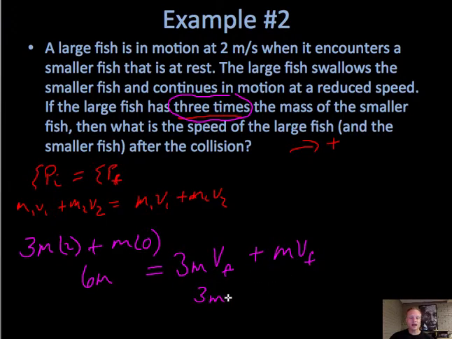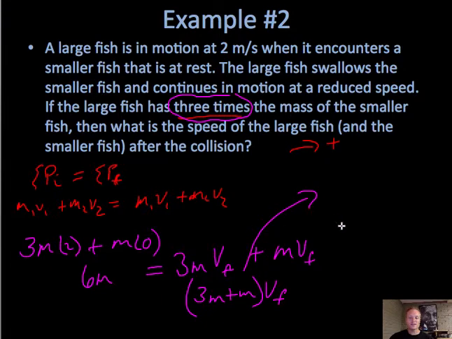And so we have 3m plus m times v final. Okay, so I just basically took v final out of each of these terms and pulled it out to the side like this. The reason why I do that is because then this allows me to basically solve this problem. It's really a key component here.